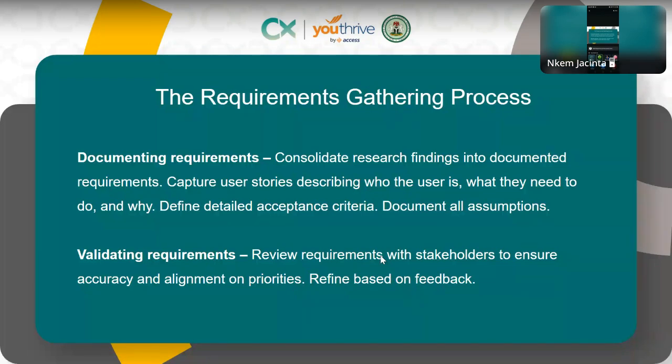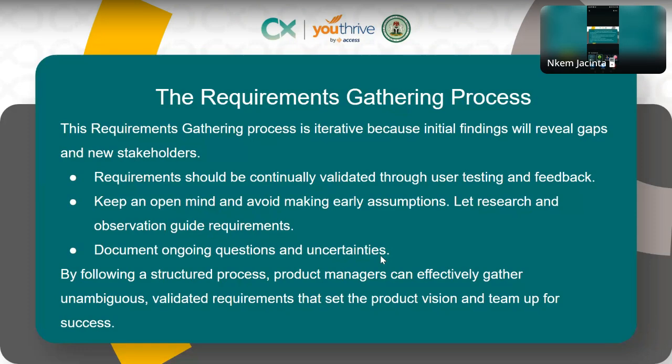Next, we have the requirement gathering process. So I was saying that the requirement gathering process is an iterative process. Iterative means that it evolves, it changes, it improves. It's something that gets improved as the days go by, as you keep working on it, because you review initial findings, gaps and new stakeholders, and that's as an example. That's pretty much how it is.